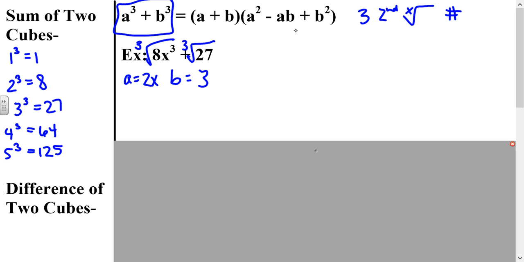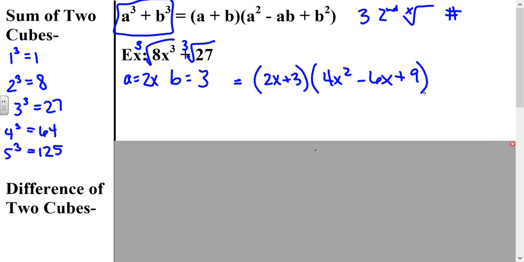If I plug them into this formula that I have, then my factors would be a plus b, so 2x plus 3. And then I have to do a squared. So a squared would mean I'm taking 2x times 2x, which would be 4x squared. It's not 2x squared, because you have to take 2x times 2x. That's a really common mistake. Then minus, and then I have to take a times b. So 2x times 3 would be 6x, and then b squared. So 3 squared would be 9. And that is the answer.